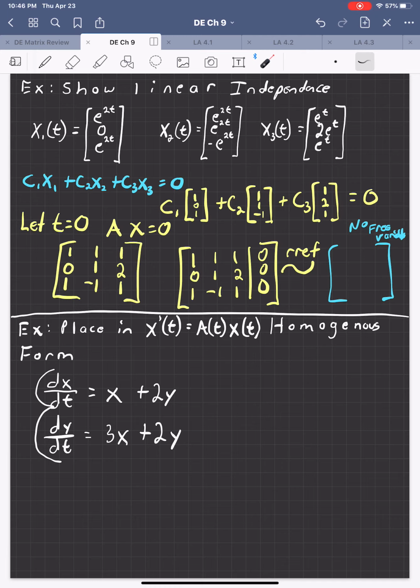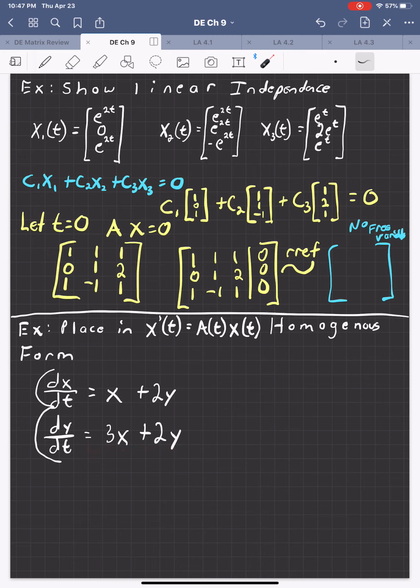Okay, now I'm good. So here's what we're going to do. We're going to practice just working with differential equations as systems and going back and forth between matrices and so forth. We're going to start with the following system. We have dx/dt is equal to x plus 2y, and then we have dy/dt is equal to 3x plus 2y.